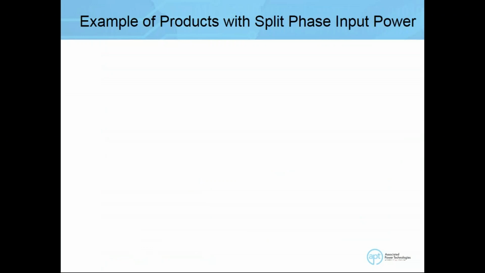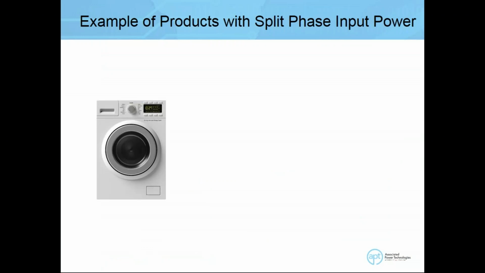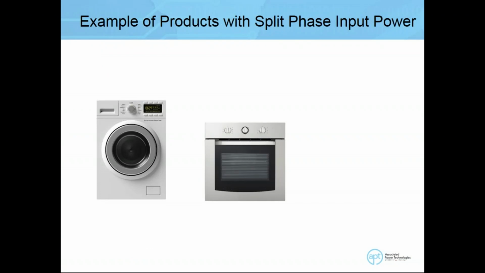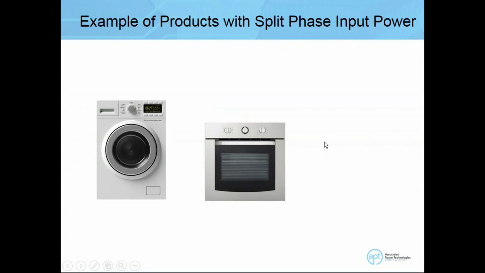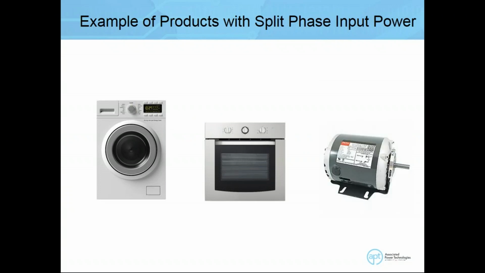What are some examples of split phase input power? Think about a dryer, a dryer that has heating elements, and also some motors. This may require additional power to be efficient at drying your clothes. An oven is a good example. If you have an oven, again, heating elements require you to have 240 volts across a heating element, but there may be some other electronics that require 120 volts.